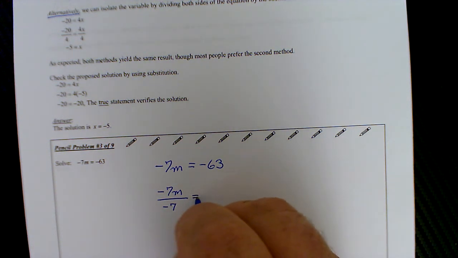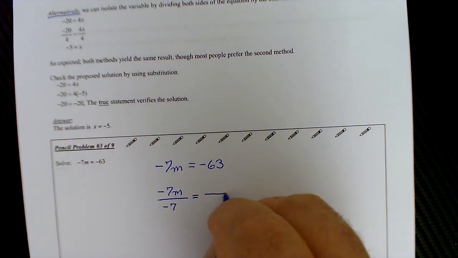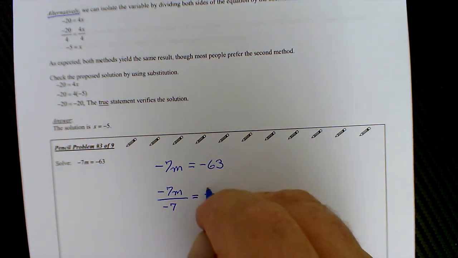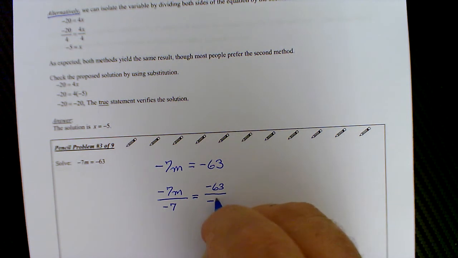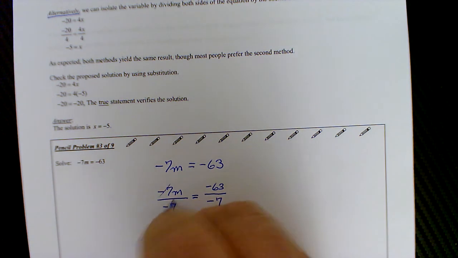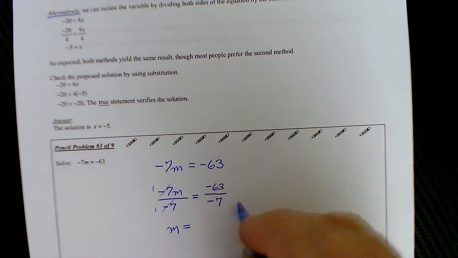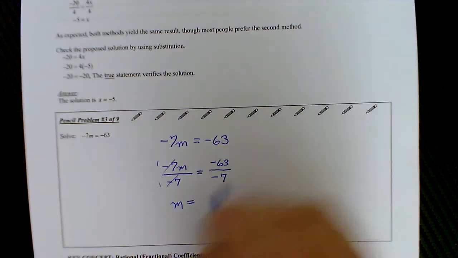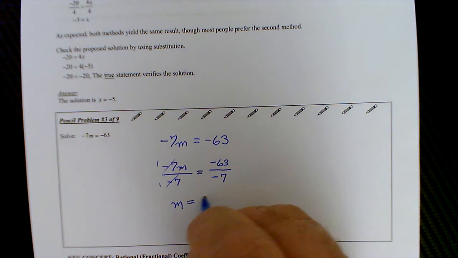And then if I divide this left side by negative 7 to keep everything balanced, the negative 63 needs to be divided by negative 7 as well. The negative 7's cancel, formally replaced by 1's. We get 1m over 1, or 1m, or just simply m is equal to, and then we do the arithmetic, and negative 63 divided by a negative 7 is positive 9.